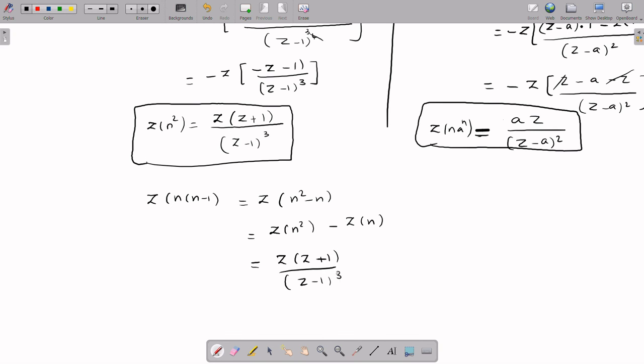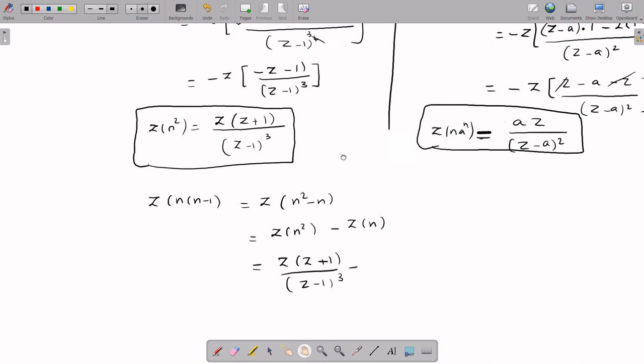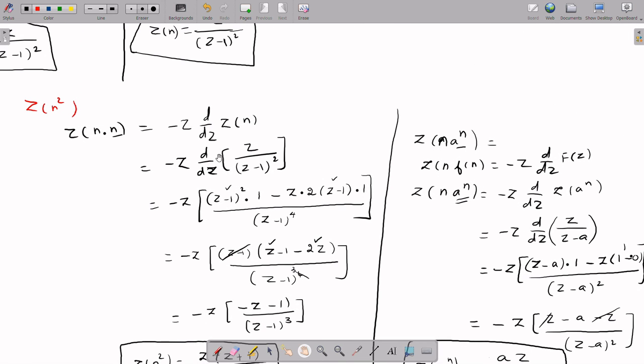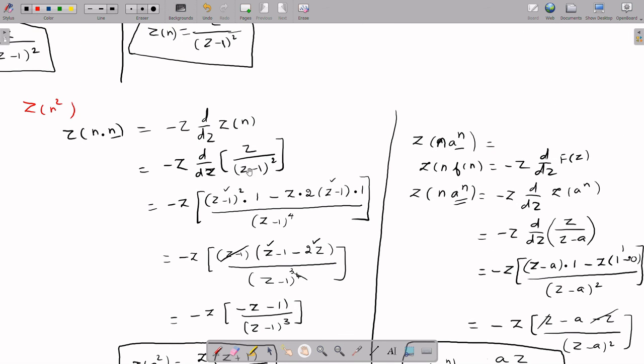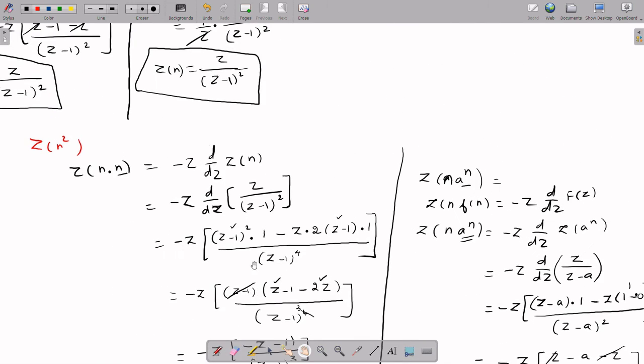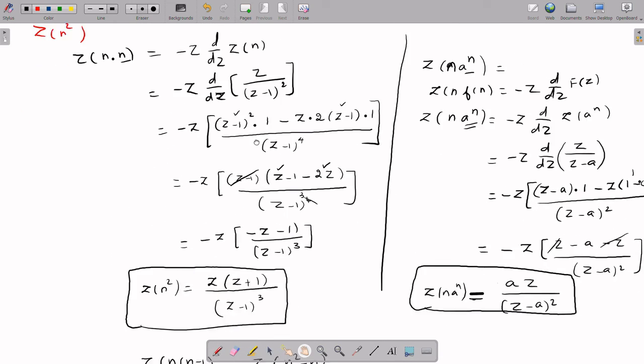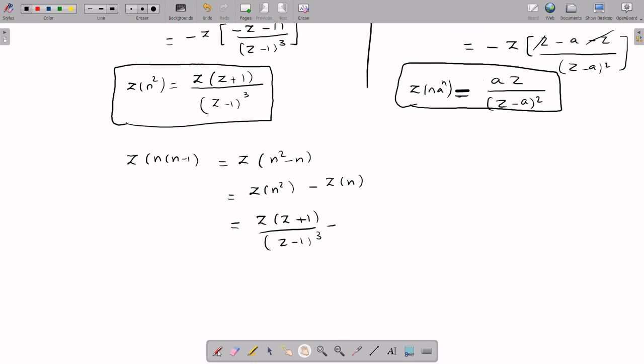minus, what about z transform of n? Z transform of n here is z by z minus 1 the whole square. So this is the result we have, and we have to simplify this.